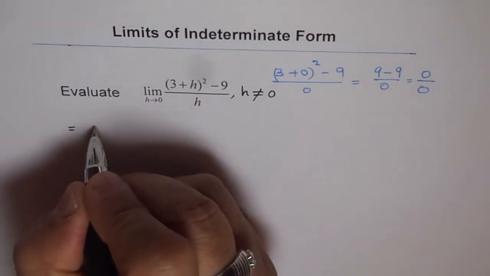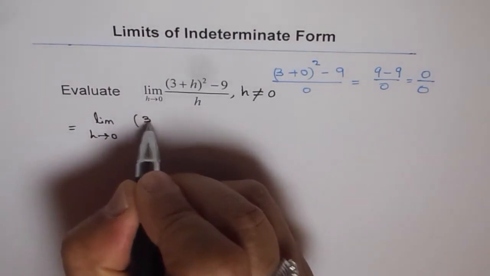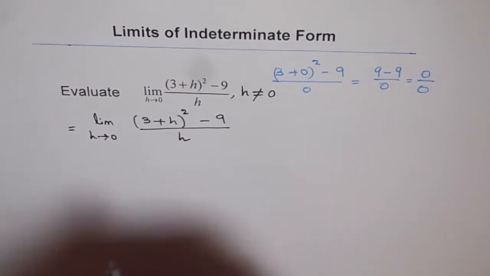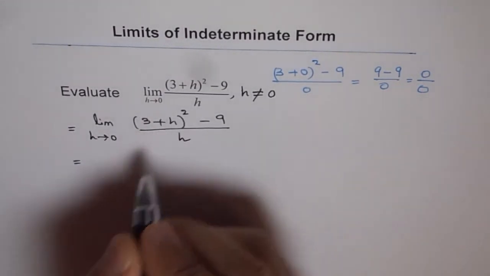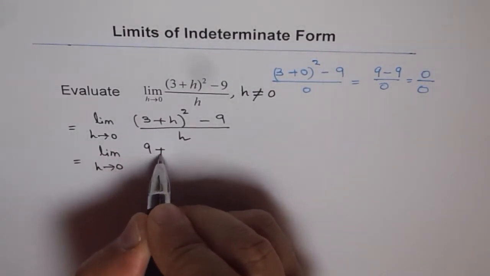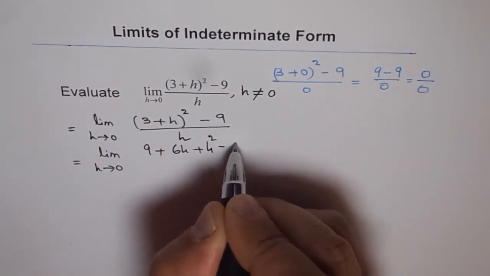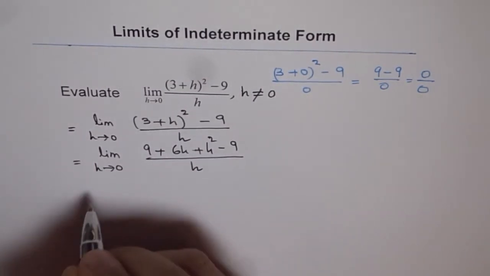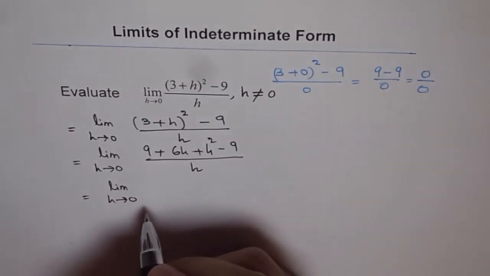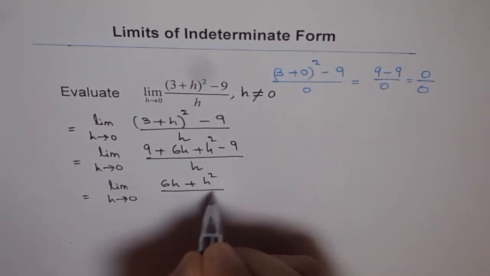So we can simplify this expression, and so we'll write limit h approaches 0 of (3 plus h) whole squared minus 9 over h. And now (3 plus h) whole squared can be expanded. So it is 3 squared, which is 9, plus 2ab, which is 6h, plus h squared, minus 9 over h. So that gives us, in the numerator, 9 minus 9 is 0. So we get 6h plus h squared over h.